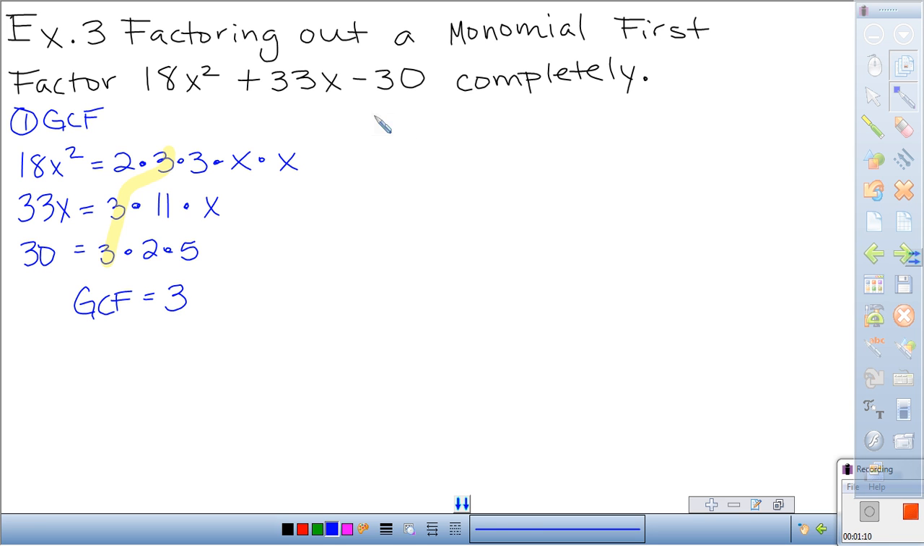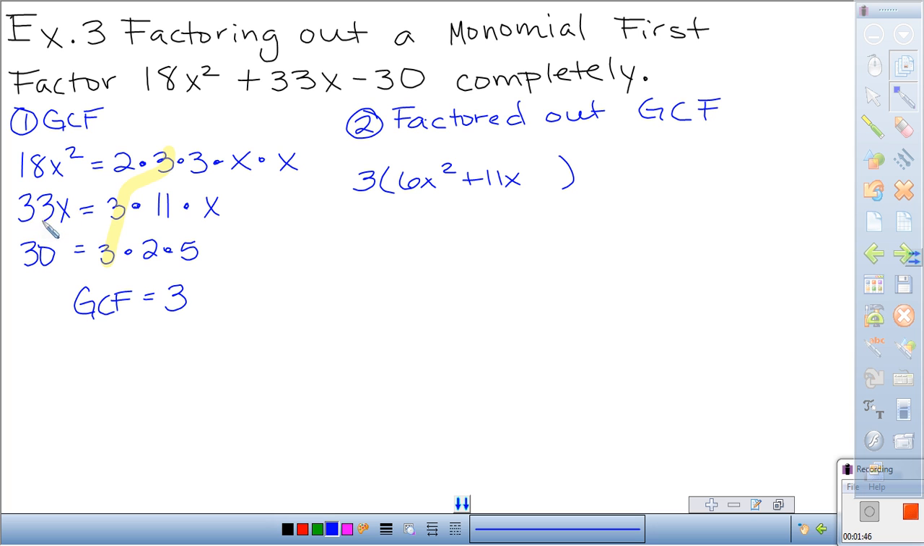Now, a couple lessons ago, we did this. We found the GCF, and then we factored out the GCF. So that's what we're going to do here. I have 3 times what would give me 18x squared plus 33x minus 30. Well, it's really quite simple. You just take whatever's left over. So 3 times 6x squared would give us 18x squared, since 2 times 3 is 6. Then 3 times 11x, so plus 11x, would give us 33x. And finally, negative 30 is our last term, so 3 times negative 10 would give us negative 30.